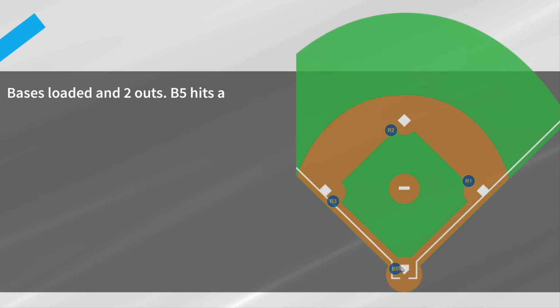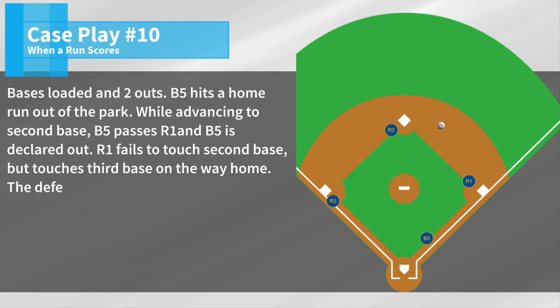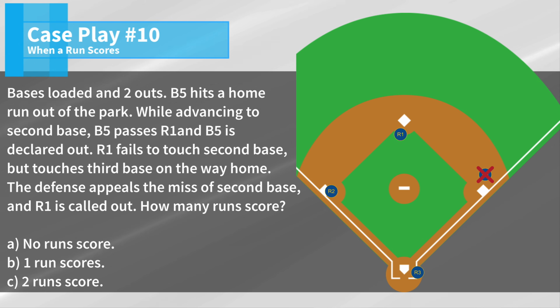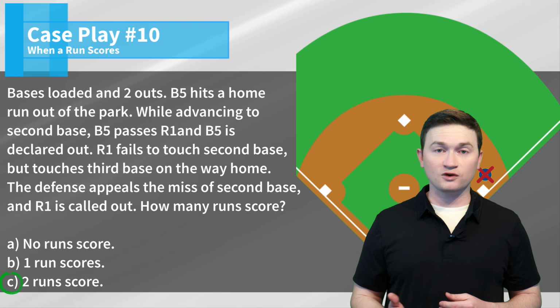Case play number 10. Bases loaded and 2 outs. B5 hits a home run out of the park. While advancing to second base, B5 passes R1 and B5 is declared out. R1 fails to touch second base, but touches third base on the way home. The defense appeals the miss of second base, and R1 is called out. How many runs score? The correct answer here is C, 2 runs are going to score.